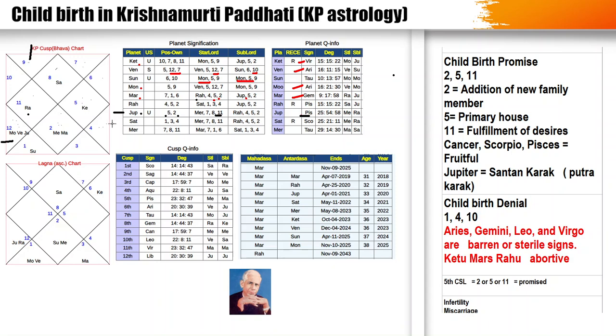Then if you look at Saturn, Saturn in column 1 and 2 is not very promising, doesn't indicate any addition of a family member or the fifth house. And then in the last column, the sublord again is Rahu. So Saturn is also not very promising. And then Mercury, if you look at Mercury, you will find the same story. Mercury is also not very promising at all.